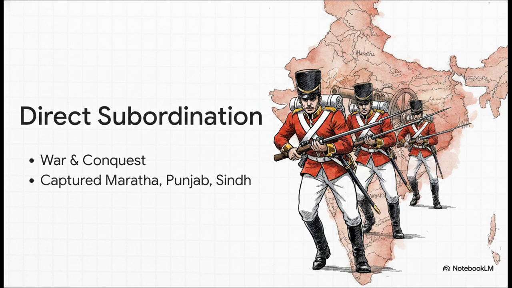But when indirect diplomacy wasn't enough, they shifted to a much heavier hand, direct subordination. The source notes accurately refer to this as the policy of war and conquest. This aggressive, direct military option was used to physically capture major, powerful states like Maratha, Punjab, and, as we'll explore in just a minute, Sind.